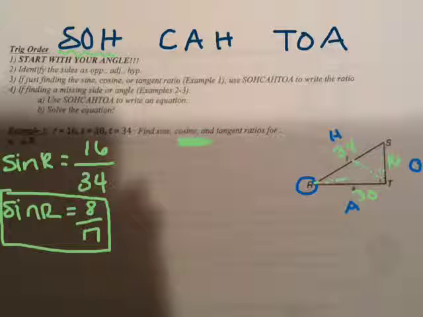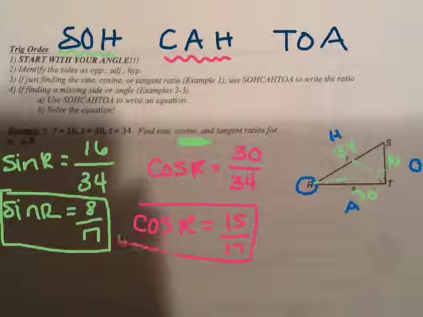Okay. So if we look at the cosine of R, again, take a look at the SOHCAHTOA, look at the C for cosine, and it's the adjacent over the hypotenuse. So if we look, the adjacent side is 30, and the hypotenuse we said was 34. Again, don't just leave your fractions like that, make sure you simplify it. 30 over 34, when you simplify it down, is just 15 over 17. Again, 2 can go into both. 30 divided by 2 is 15. 34 divided by 2 is 17. And there's that ratio.